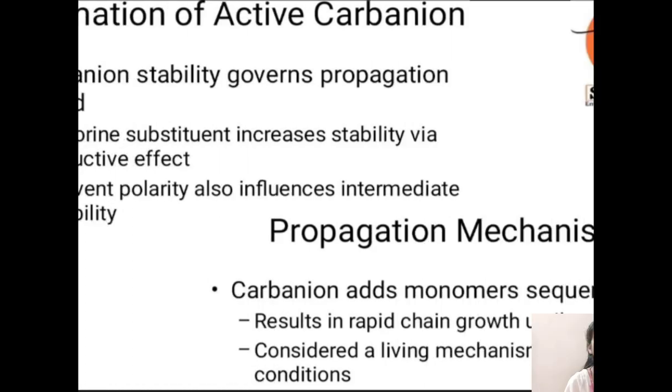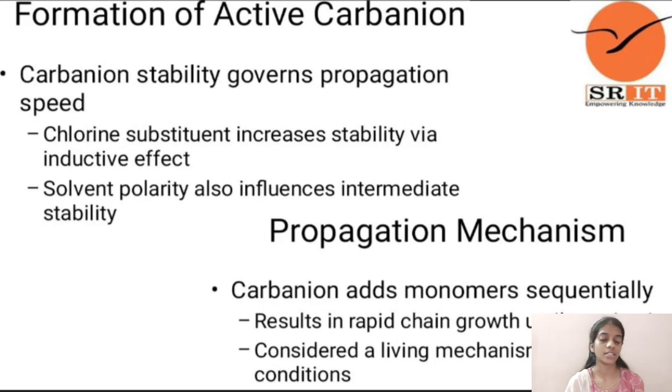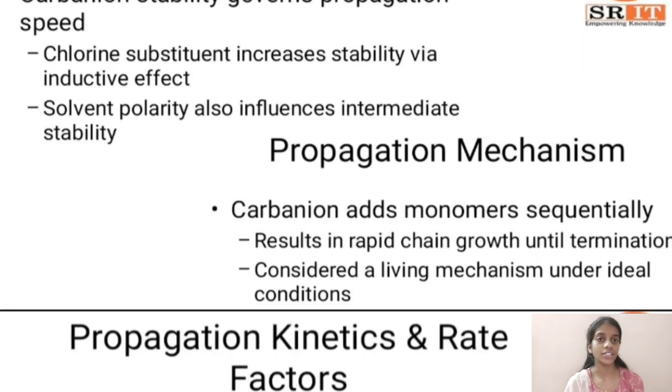In this slide, we have the propagation mechanism. Carbanions add monomers sequentially, resulting in rapid chain growth until termination. Considered a living mechanism under ideal conditions.